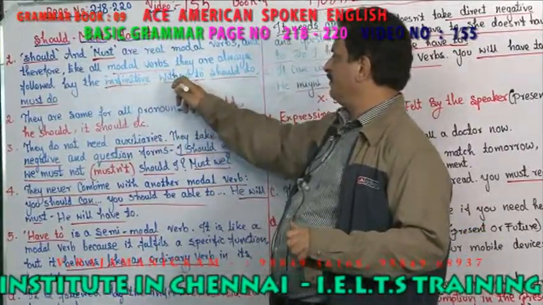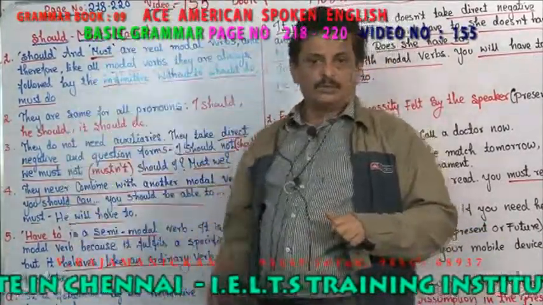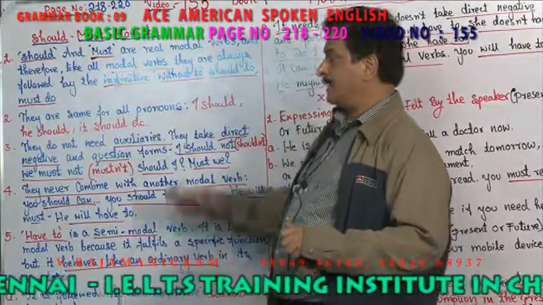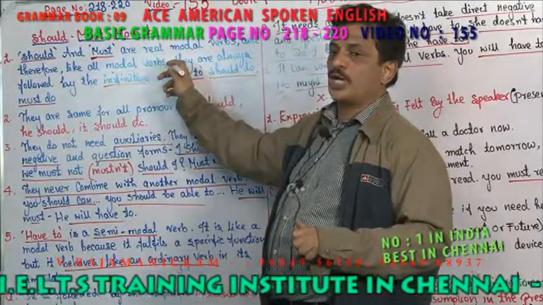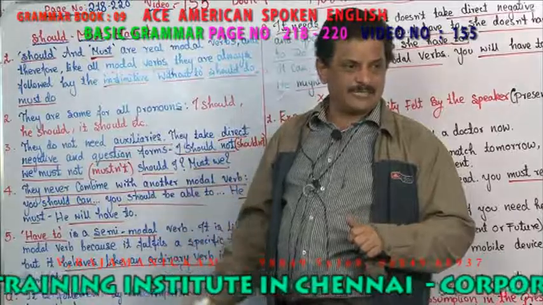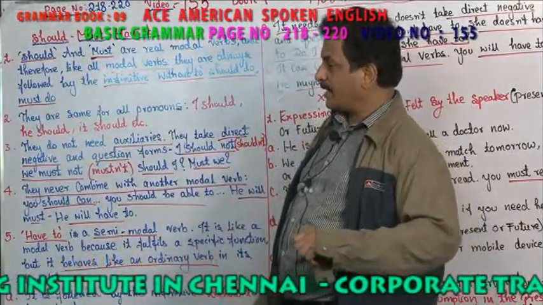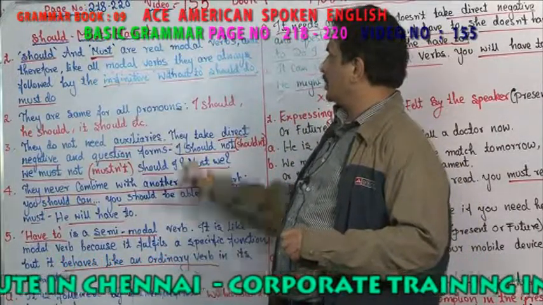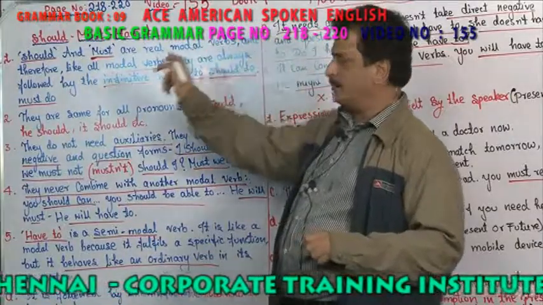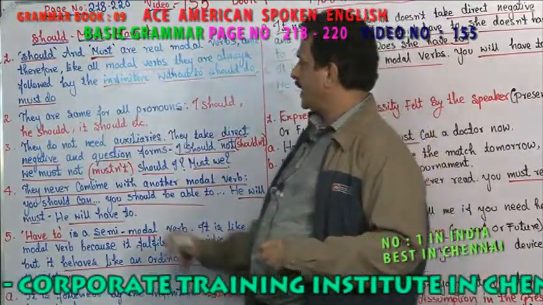What do you mean by infinitive? Without to. To eat is an infinitive, right? But after must and should, you should not use to eat. I must eat. You don't say I must to eat. I must go. You don't say I must to go. So without to, you should do. I must do. I should do.